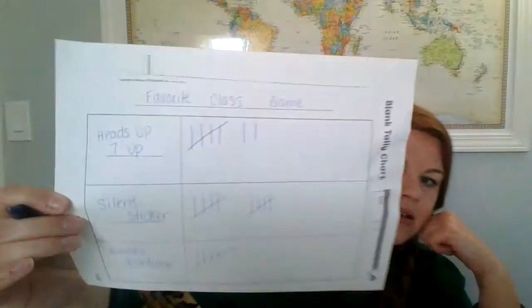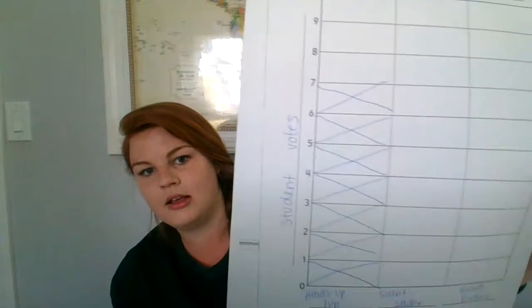So now I have to look at my tally chart and move this stuff over here. So for Heads Up 7-Up, it looks like 7 tally marks, which means I'm going to fill in 7 boxes. Today I'm going to use X's to fill in my boxes. I think it will be much faster than trying to color them all in. So I'm going to X up all the way to the 7 boxes, just like this, nice and quick.